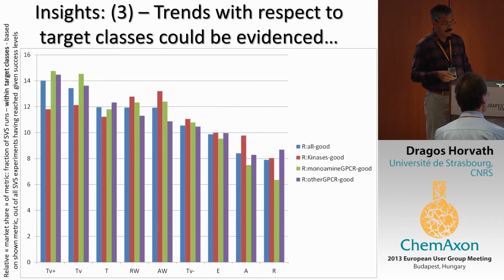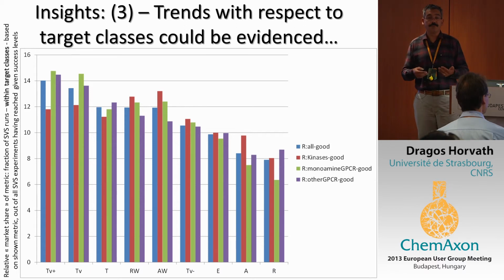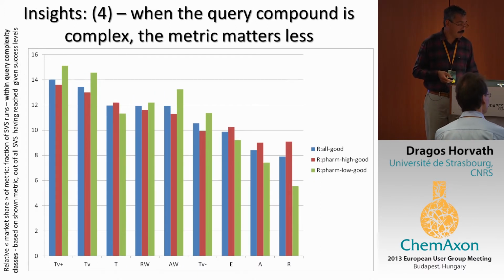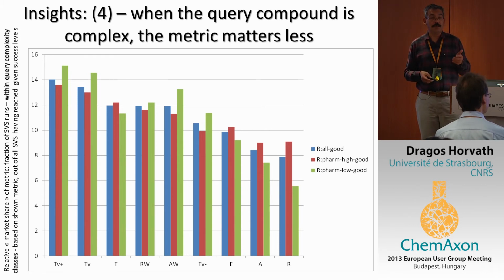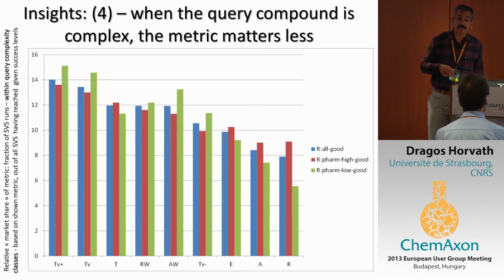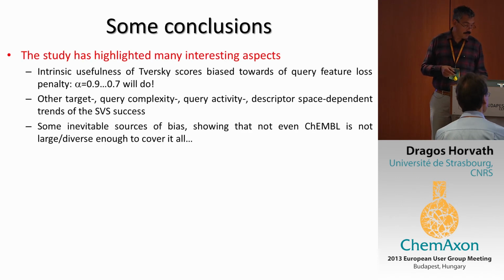So you can see that there's a certain dependence on the target class. If you look at various classes of GPCRs and kinases and all that, you'll have certain fluctuations, but there's no time to go into those kinds of details here. It also depends on the query complexity, which we measured simply by the number of pharmacophore triplets that are populated in each query. And you can see that complex queries are, in general, less dependent on the metric you choose. Simpler queries have more sensitivity to the choice of the right similarity score. And now, conclusions.